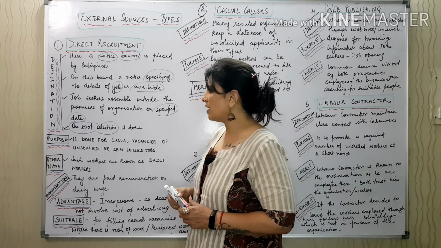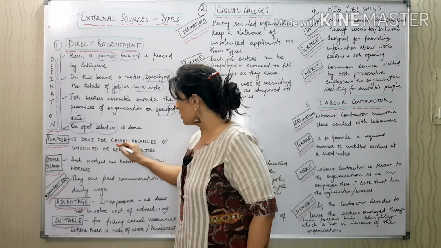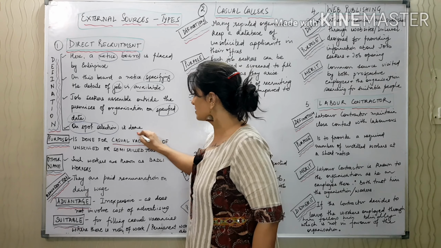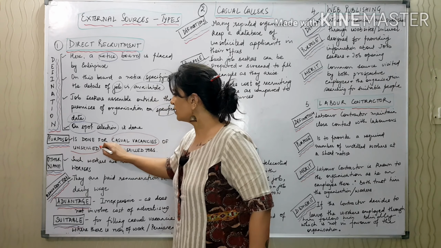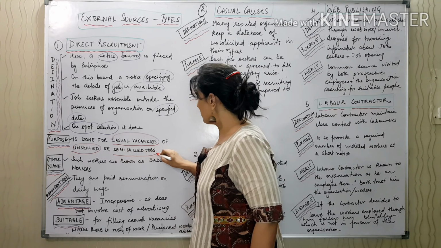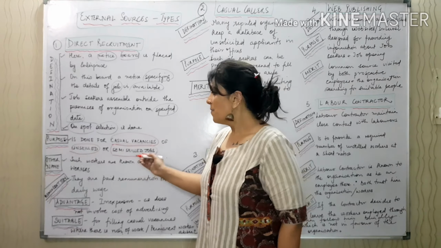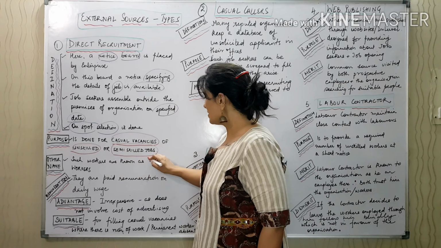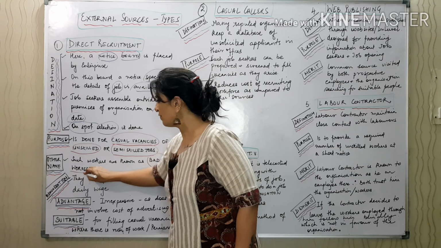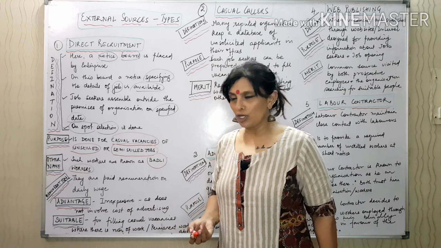Now when on-spot selection is done, what is the purpose? It is done for casual vacancies of what kind of workers? Unskilled or semi-skilled jobs. This is one of the most important points, the purpose. Then such workers are known as badli workers. This is the other name and this is the exclusive or extra feature here.